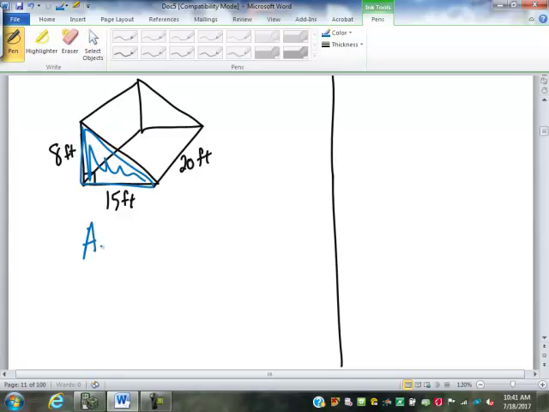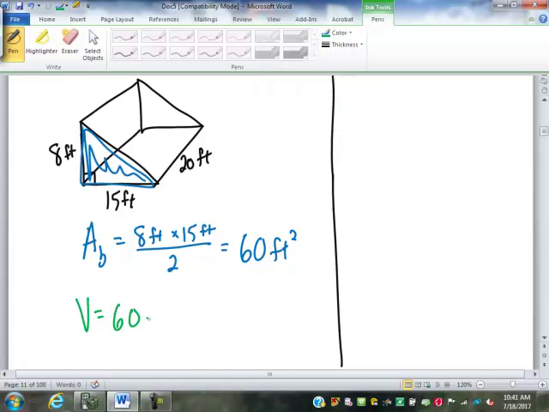So the area of my base, I'm just going to use A with a little b by it for area of the base. It's a triangle, so I'm going to find it by doing 8 feet times 15 feet divided by 2 because it is a triangle. So that's 60 square feet. So my volume is 60 square feet times the distance between bases. This is also a base over here, is 20 feet. So 60 times 20 is 1,200 cubic feet.